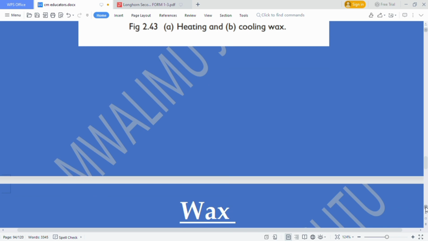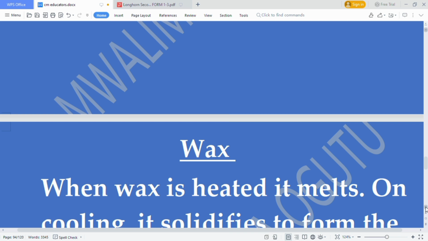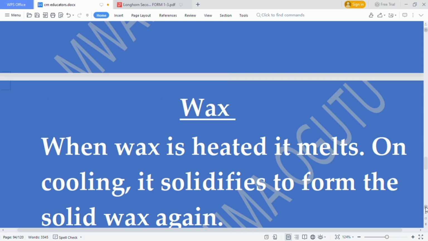So while using wax, we'll realize that on heating it melts to form liquid wax, and then on cooling it solidifies to form solid wax again. So in this case, there is no new substance. There is only a change in the physical state, from a solid to a liquid. But as the temperature is reduced, because we had increased the temperature by provision of heat energy, as it cools it forms the initial solid wax that we had.